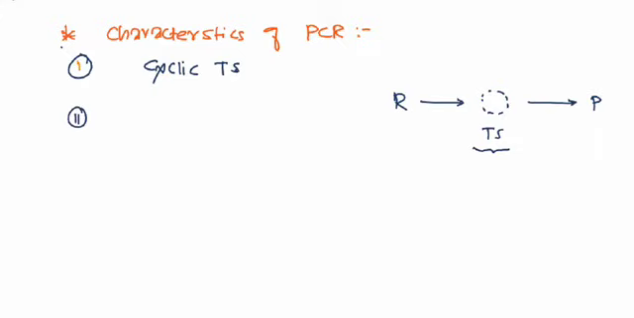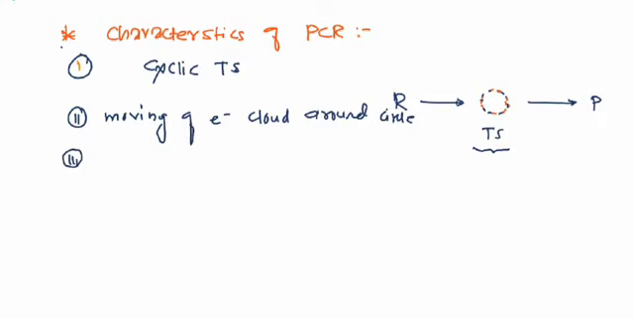When the reactant is going to convert into the product, before that there is a transition state, in which the electron cloud is moving around the circle. Here this is the electron cloud, for example, which is moving around the circle. Another important feature of a pericyclic reaction is the moving of the electron cloud around the circle.